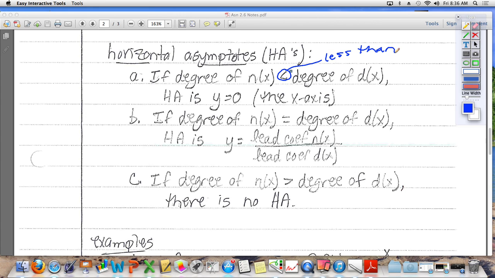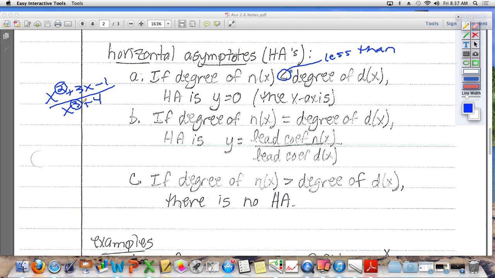So the degree of the numerator is smaller than the degree of the denominator. Let's say you have a situation like this. On the top you have x squared plus 3x minus 1, and then on the bottom you have x cubed plus 4. Do you see that the degree of the numerator is 2, the degree of the denominator is 3, and if that's the situation, you're going to have a horizontal asymptote at y equals 0? In other words, this graph would approach the x-axis.